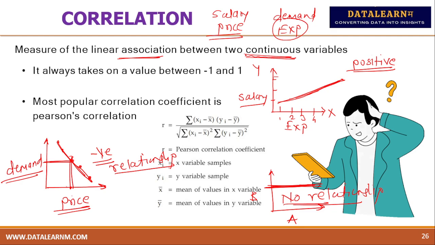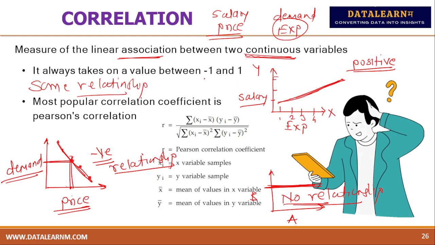Which type of relationship would you like? What type of relationship do you want? Positive, negative, or no relationship? Positive. And what about negative? Sometimes negative also. It depends. It may be positive, it may be negative, but there should be some relationship, whether it is positive or negative.